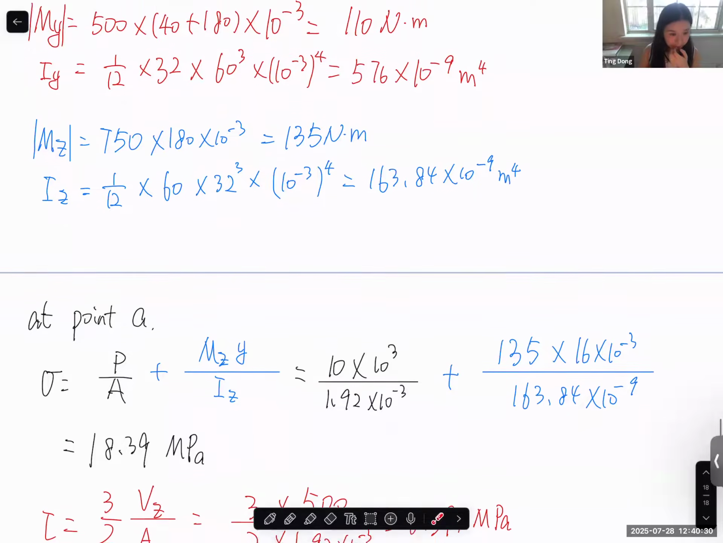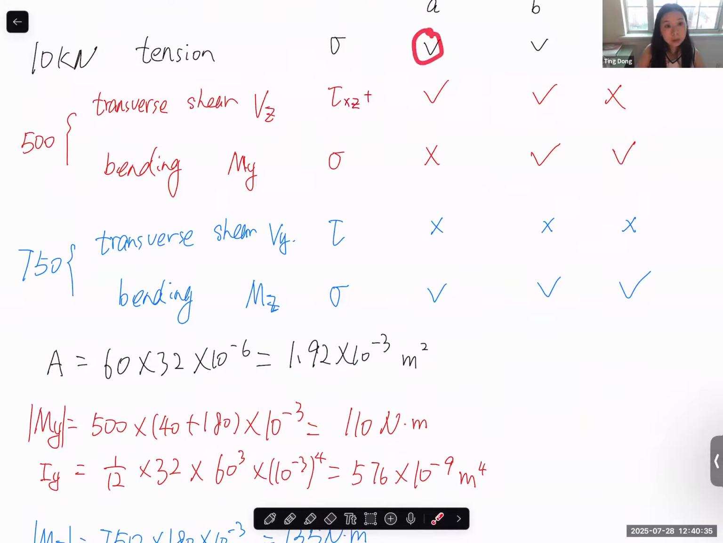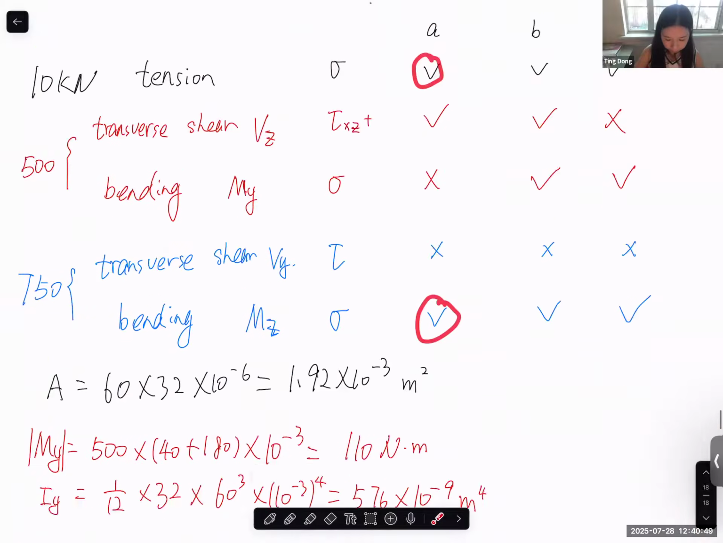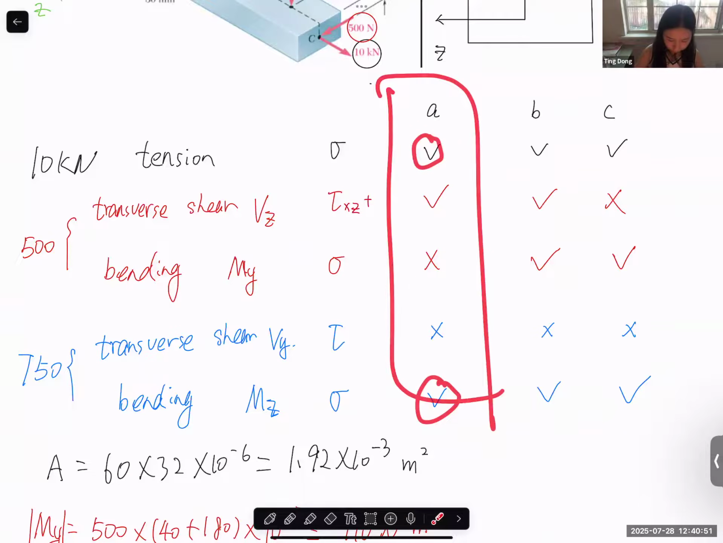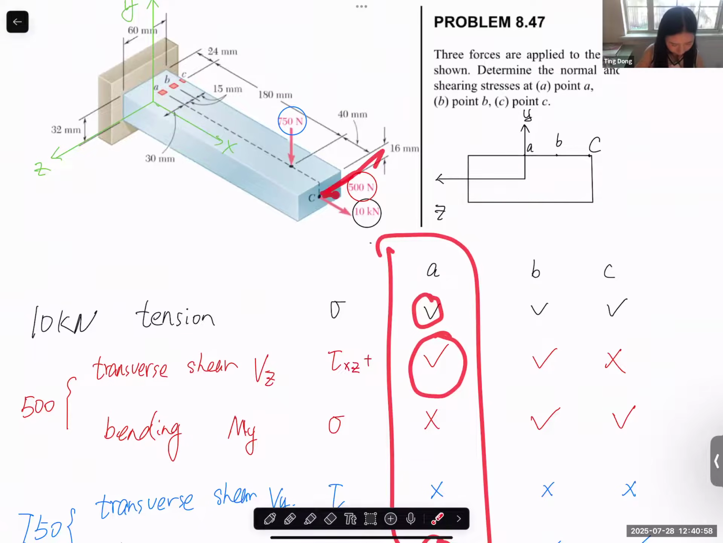So for point A, the normal stress has two components: tensile stress from tension, and bending on the top surface, tensile stress. Tensile stress plus tensile stress, so we have positive normal stress at point A. And at point A, we also have a shear stress caused by this 500. And point A is easy because it's on the neutral surface.